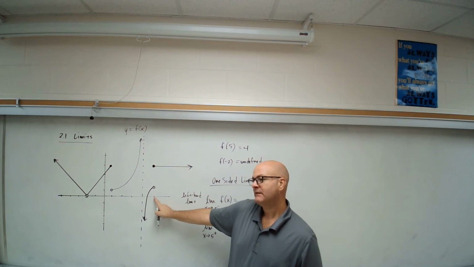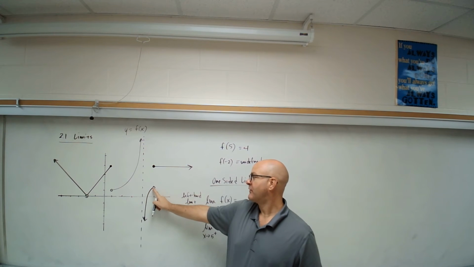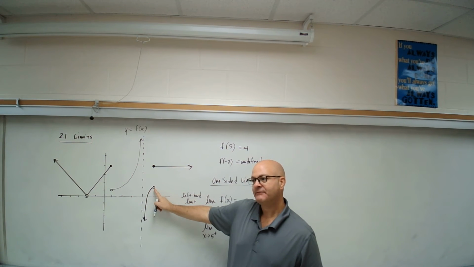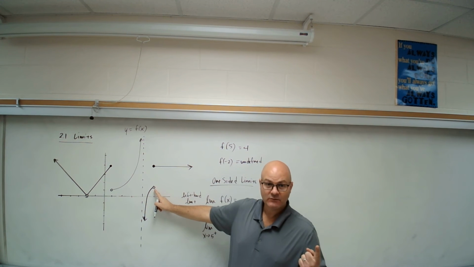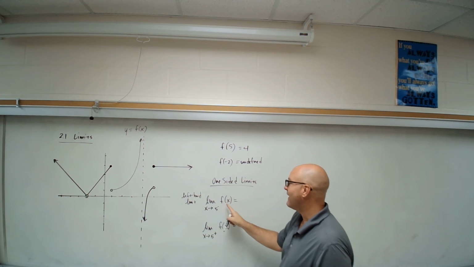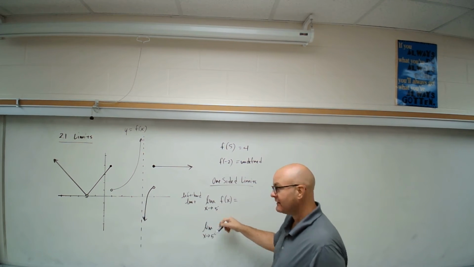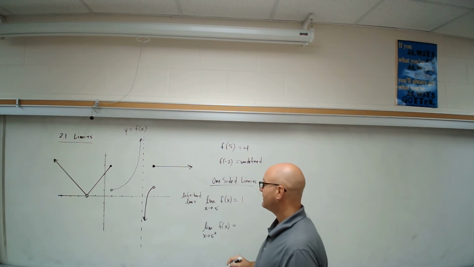The curve to the left of it is this piece right here, isn't it? So as we approach 5 from the left, it brings us right to this closed point, doesn't it? That closed point has a y value of 1. So we'd say the left-hand limit, or the limit of f of x as we approach 5 from the left, is going to be positive 1.